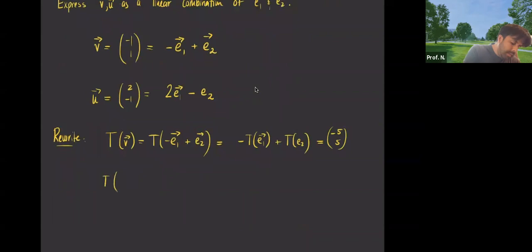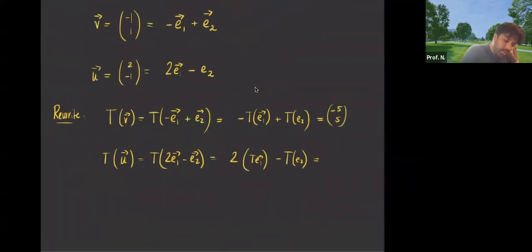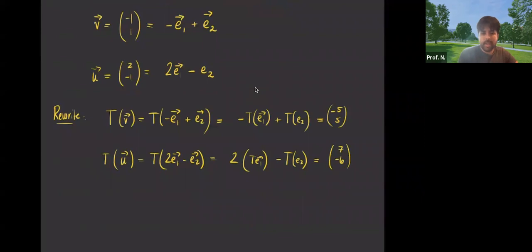And then T of U is equal to T of 2E1 minus E2, which equals 2 times T of E1 minus T of E2, right? And that equals, what does that equal again? Oh, 7, -6, right? So that's one way to represent it.